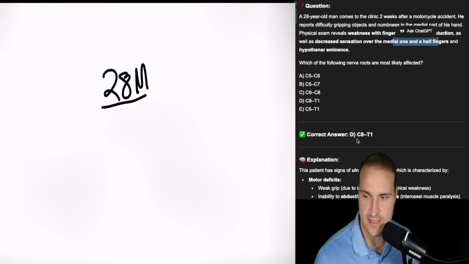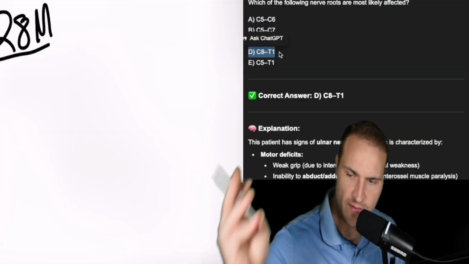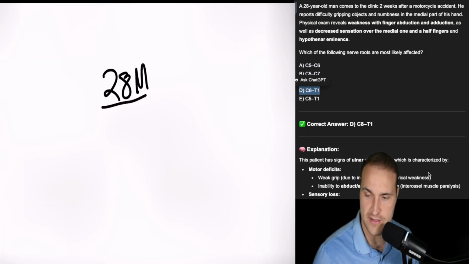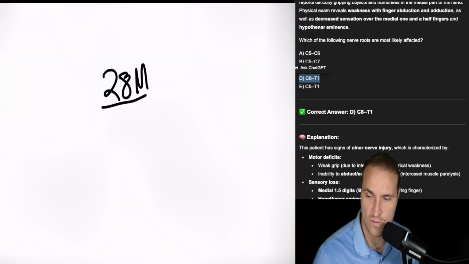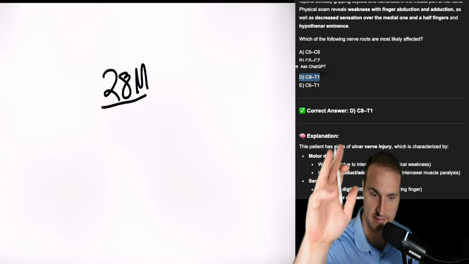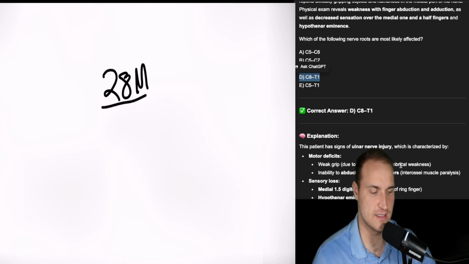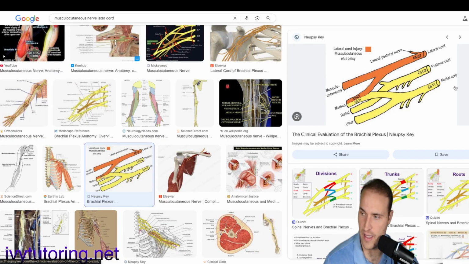So ulnar is C8 to T1. So you have weak grip, inability to adduct the fingers. That's the interosseous muscle paralysis. And there's sensory loss. That's the medial 1.5 digits, the little finger and half of the ring finger, that's the ulnar stuff, and hypothenar eminence. So that's ulnar nerve from the medial cord of the brachial plexus. So here's the medial again, LPM: lateral on top, posterior, medial, and that's the ulnar. So the ulnar is damaged, and it's the medial, and you have to know it's C8 to T1.